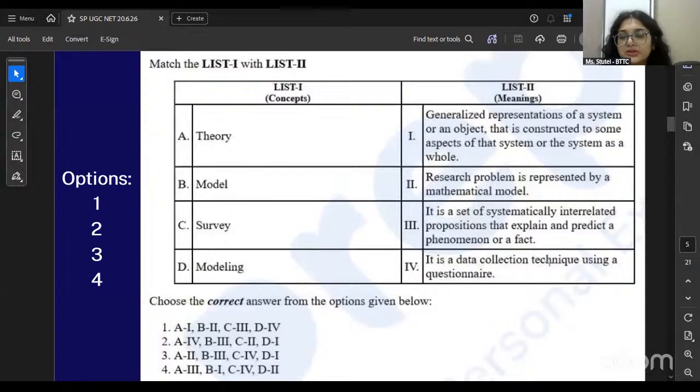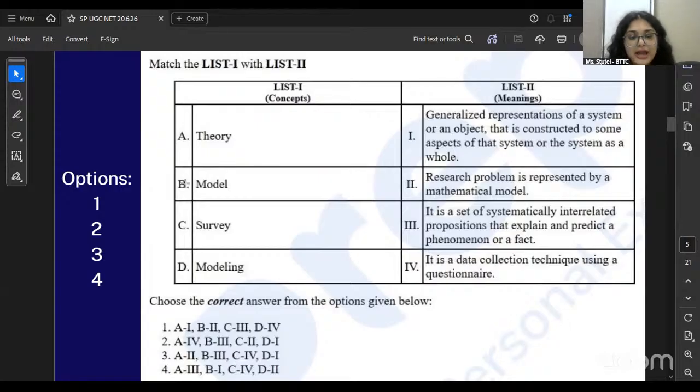Okay, so now what I felt was that such questions where you have to match list 1 with list 2, I personally found them a little bit time consuming, because you had to read everything, and then after reading you had to literally match everything. So it was a little time consuming, but I'll tell you how I approached it.